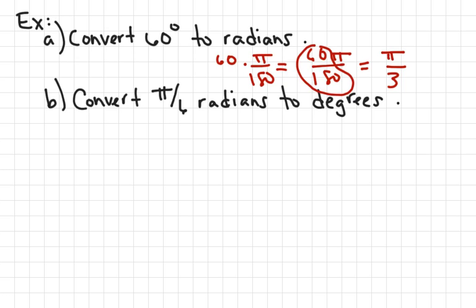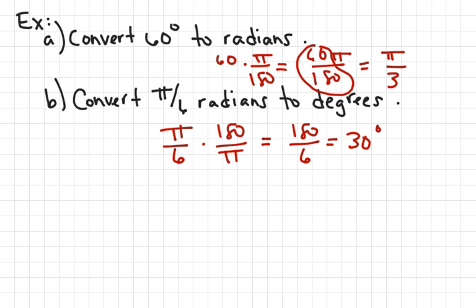To go the other direction, if you start with a measurement in radians and you want to make it degrees, you multiply by 180 over pi. Well, when you multiply those fractions together, notice the pi's cancel. And 180 divided by 6 is going to be 30 degrees.